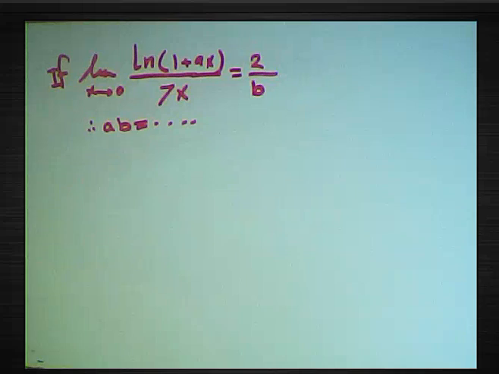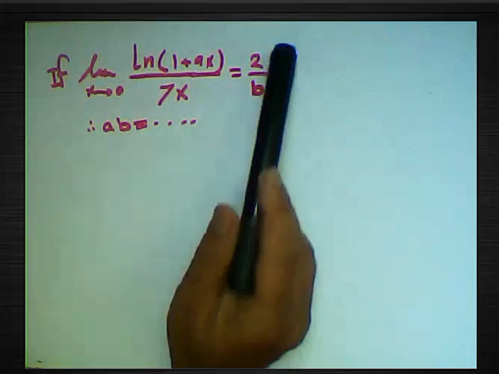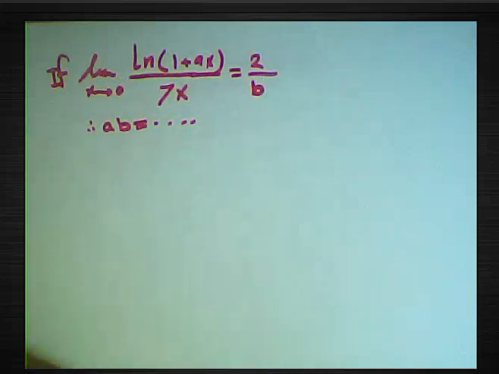Everybody, how are you? Today we'll complete 12 questions from the maths book about limits. Look at this example. If the limit as x approaches 0 of ln(1 + ax) over 7x equals 2 over b, then a times b equals what?